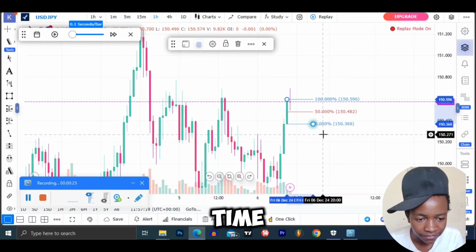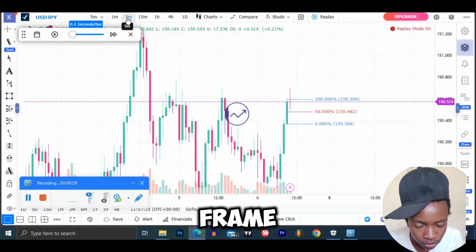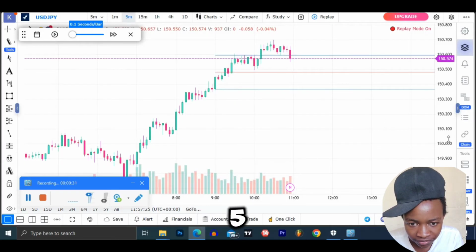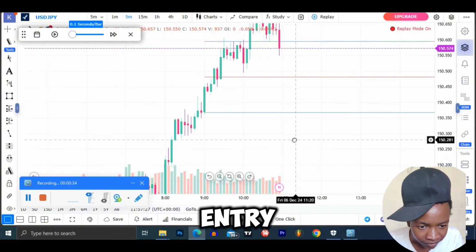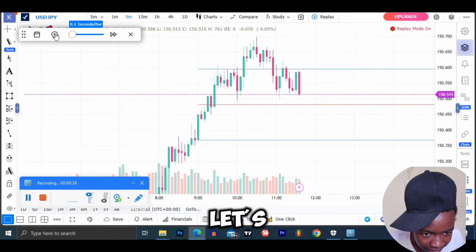As you can see, it's clean. Now this is the hourly time frame. The next thing that you want to do is to go to our 5-minute time frame to find an entry. Yep, right there, as you can see. Now let's see if we can find an entry.